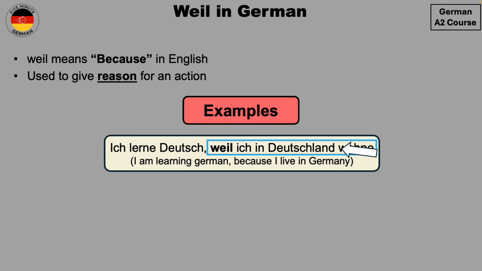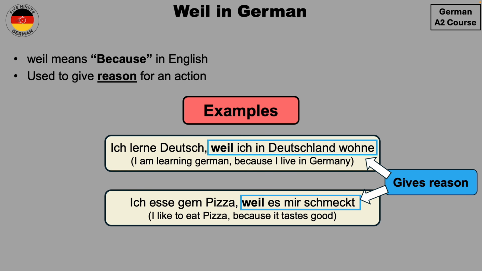Let's take another sentence. Ich esse gern Pizza, weil es mir schmeckt. I like to eat pizza because it tastes good. Over here as well, the second part gives a reason why I like to eat pizza, and that is because it tastes good. So whenever you want to give a reason for your action, you can use weil.